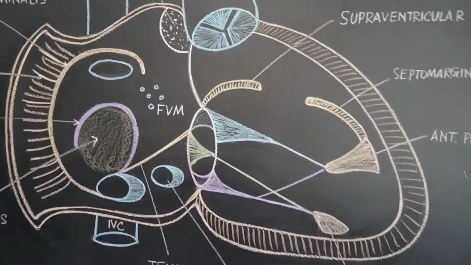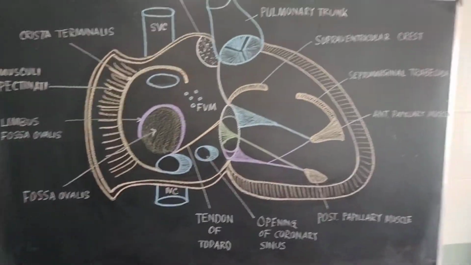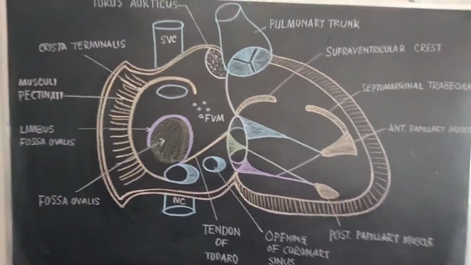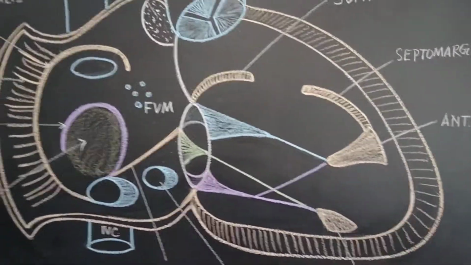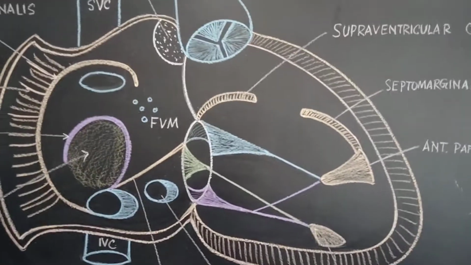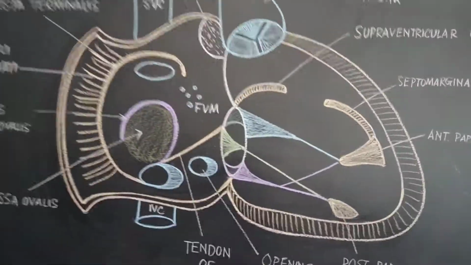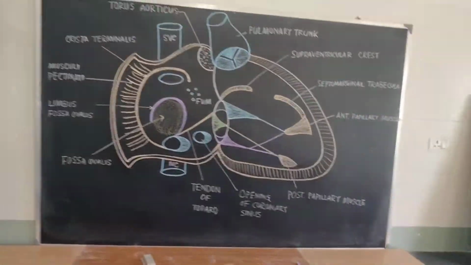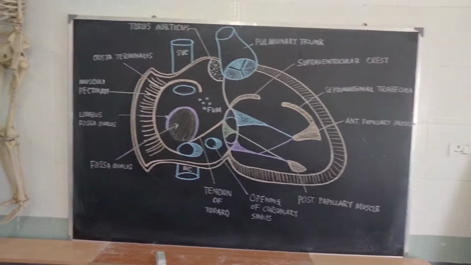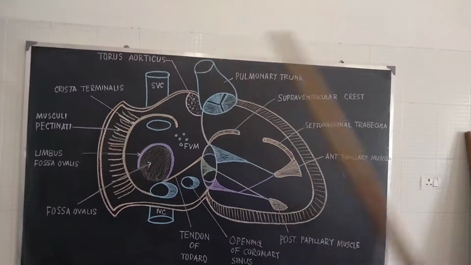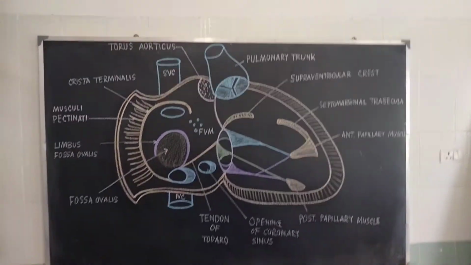Other features are more or less the same, but you have to keep in mind that the wall thickness of the right ventricular wall is much less than that of the left ventricular wall. So it is very difficult to demonstrate the interior of the left ventricle. So conventionally we study the right-sided heart. Thank you.